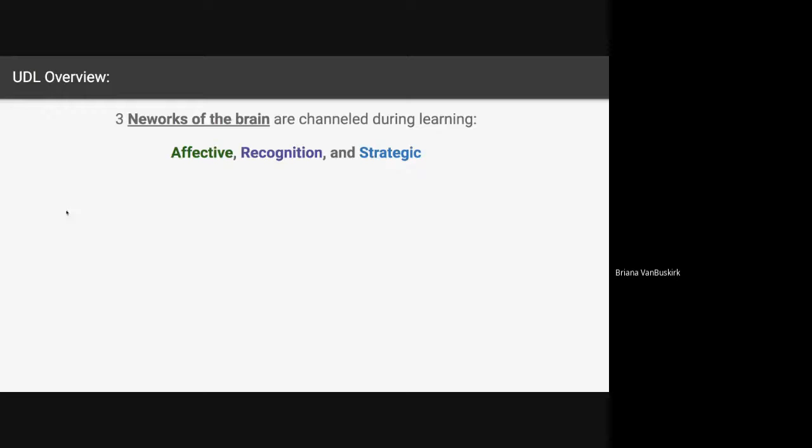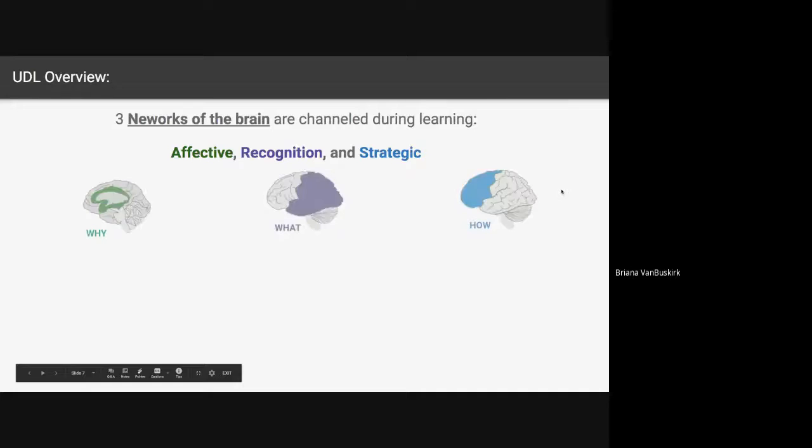UDL is based on studies of neuroscience and the way humans learn. So there's 3 channels in the brain: the affective network, recognition network, and strategic network. So there's these 3 broad networks of the brain, and students are learning through these 3 channels of the brain.